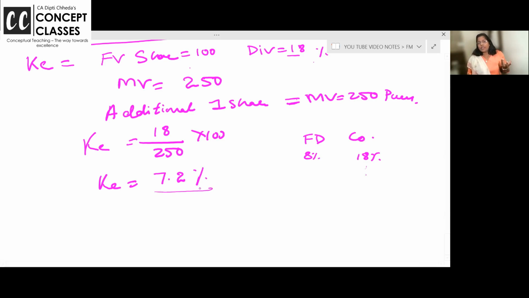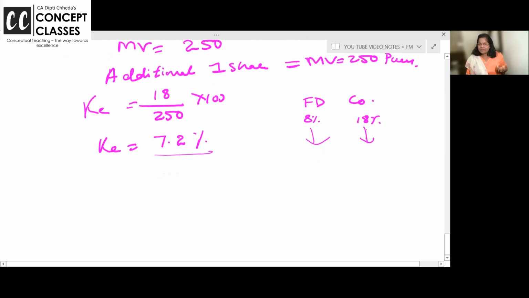And earlier there was no tax. Now on dividend also you have to pay tax. There is tax on FD also, tax on dividend also. All the dividends are taxable now. So on FD, if you are getting 8% return, on KE you have to see 7.2 and not 18. Such a beautiful, logical, magical comparison. On FD you are getting 8%. In the investment in shares, you're just getting 7.2%. Before tax or after tax, it will be the same because on both 30% tax is there.